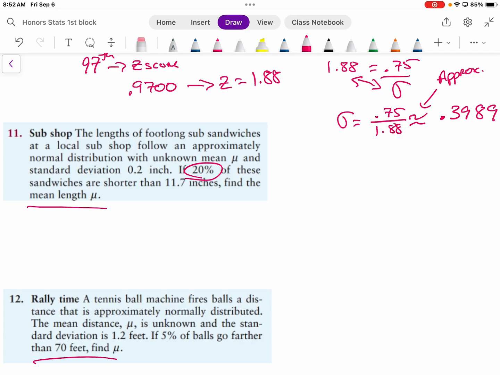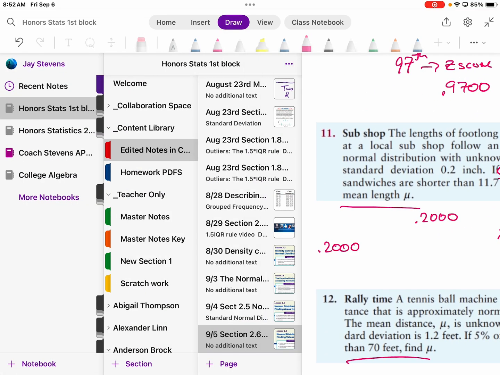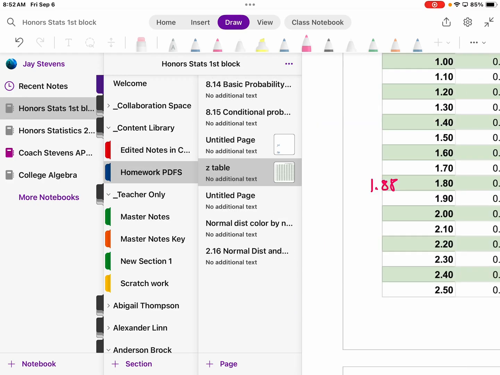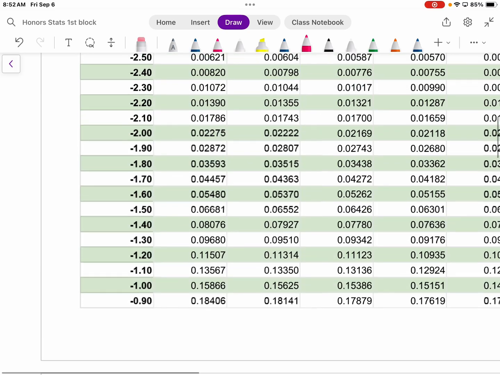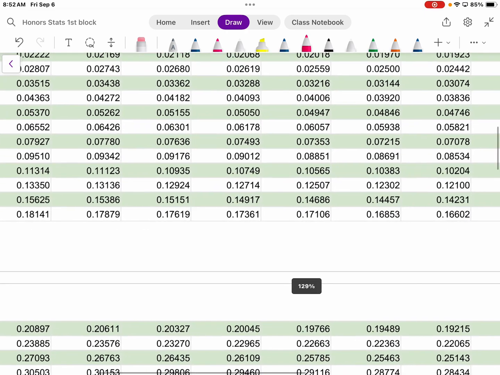So let's knock this one out. 20 percent of these sandwiches are shorter than what length? So 0.2000. My standard deviation is 0.2. My mean we've got to find, and we know that the x is 11.7. All right, bless you. So what's the z-score associated with that amount? Should our z-score be positive or negative? Negative, why? Below 50%, thank you. It's below 50%, so it should be negative.